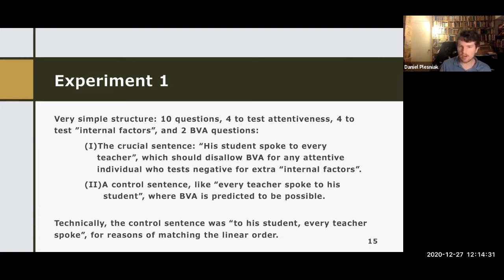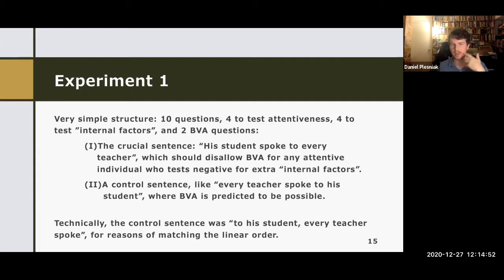There was also a control sentence, which was like every teacher spoke to his student, where the BVA was predicted to be possible. And the point of this is just to make sure that if people reject BVA in the crucial sentence, we want to make sure that they do accept it sometimes. If they're just universal, I hate this kind of reading people, who knows what that means?